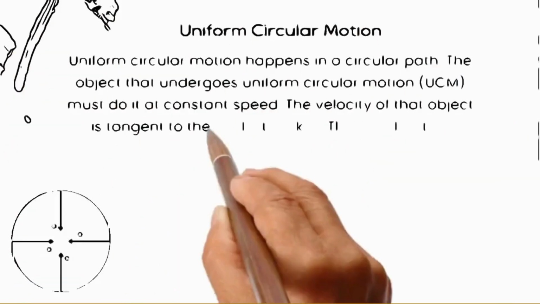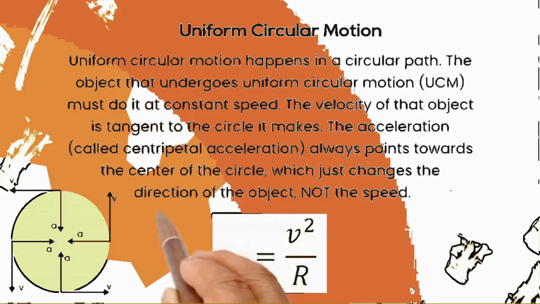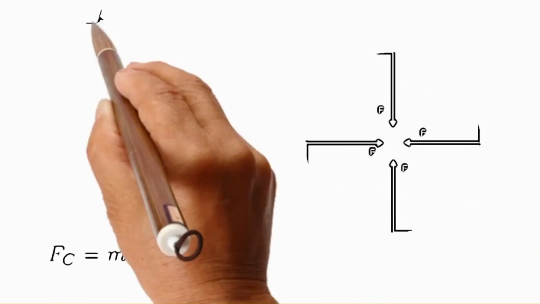Now, uniform circular motion happens in a circular path, and the object that undergoes uniform circular motion must do it at constant speed, and the velocity of that object is tangent to the circle that it makes. The acceleration is known as centripetal acceleration, and it always points towards the center of the circle. Note that this acceleration does not change the speed, because the speed is constant. It only changes the direction of the object. And the formula for centripetal acceleration is v squared over r.